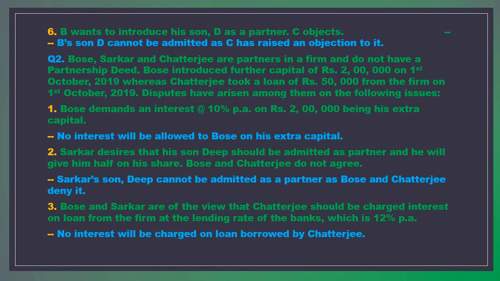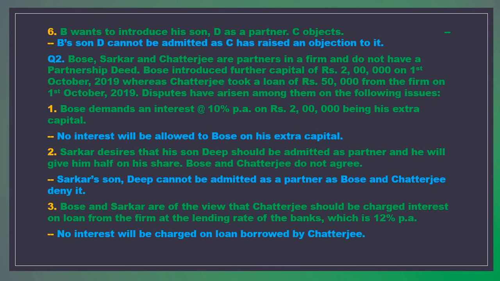I hope question number 1 has been well understood by all. Now, let's move on to question number 2. Bose, Sarkar and Chatterjee are partners in a firm and do not have a partnership deed. Bose introduced further capital of Rs 2 lakh on 1st October 2019, whereas Chatterjee took a loan of Rs 50,000 from the firm on 1st October 2019. Disputes have arisen among them on the following issues.